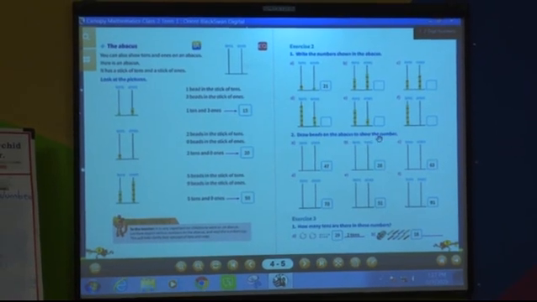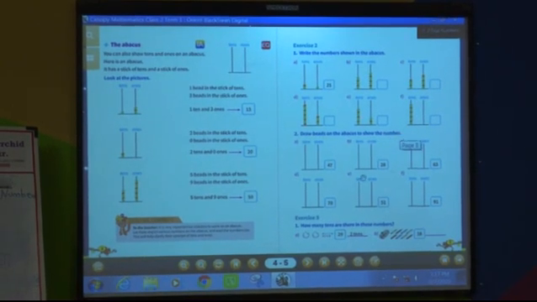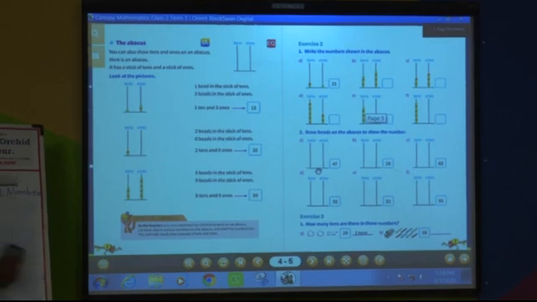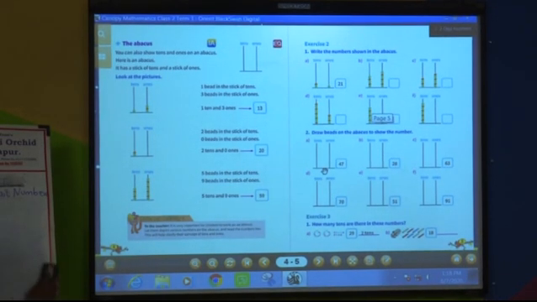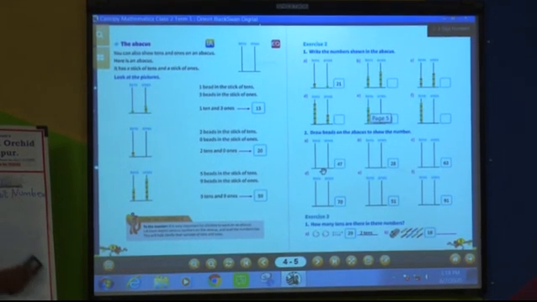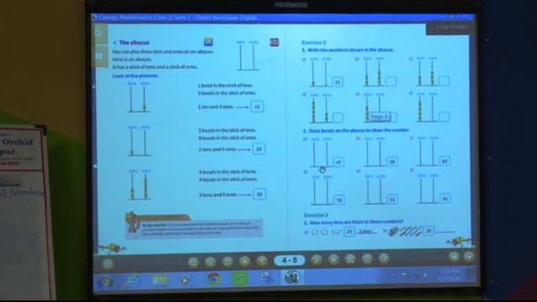Draw beads on the abacus to show the number. Now, in the first exercise, beads were given, we wanted to count the beads and write the numbers. But in the second, they have given the numbers and you want to show the tens and ones. See here how you will do it. They have given only the numbers and you want to show the beads.